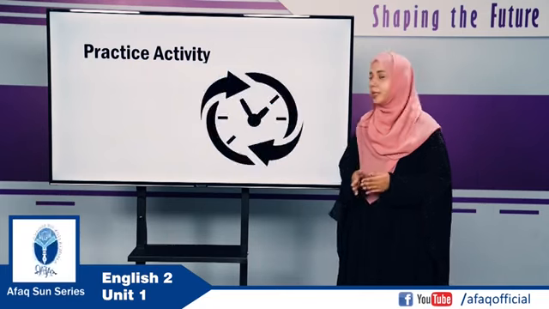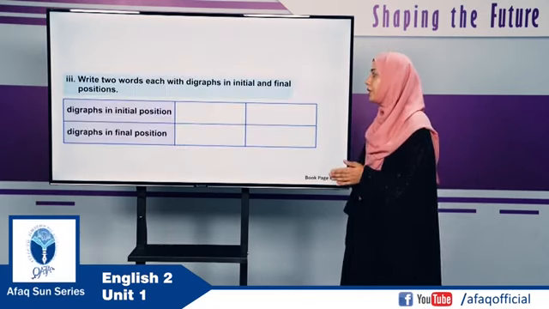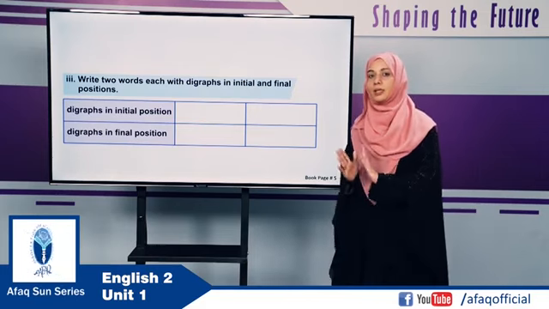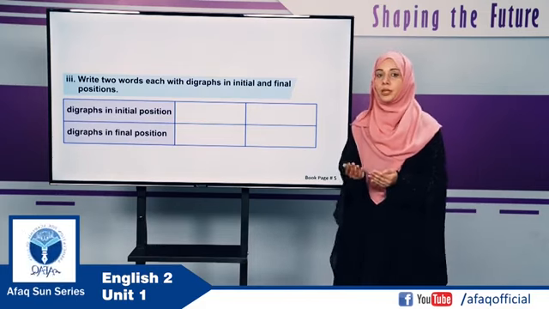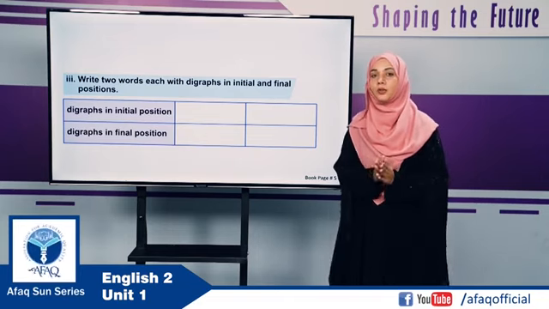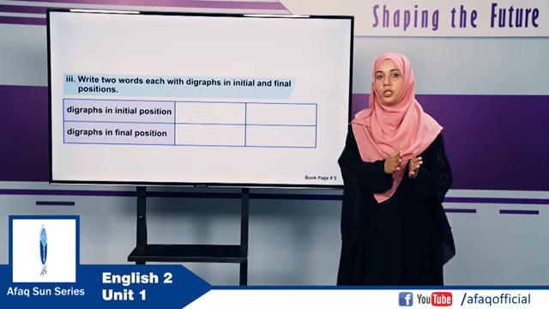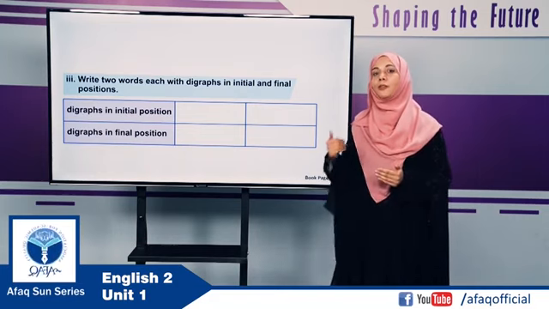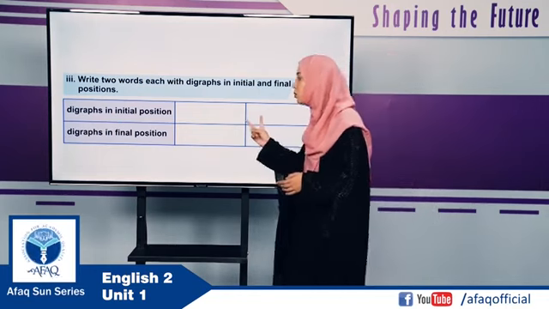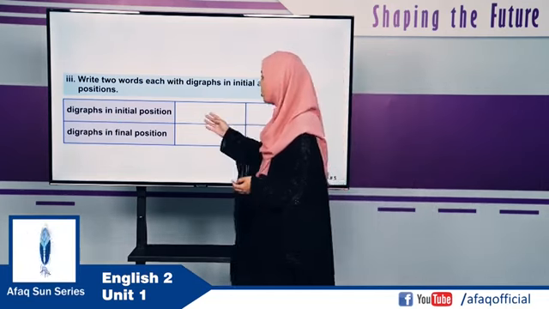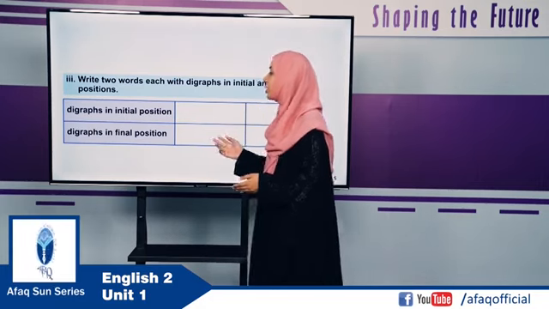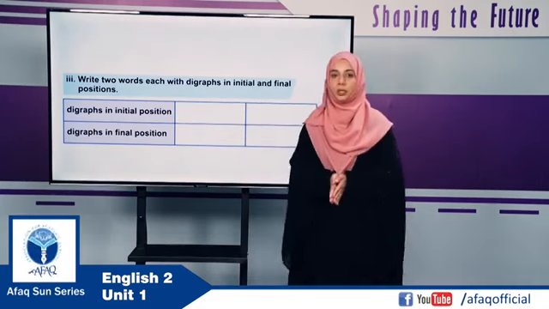Let's do a practice activity together. Dear students, we have learned about the initial and final sounds of the words, and we have also learned about digraphs. We know that like all other sounds, digraphs can also come at the initial position and they can also come at the final position in a word. Now I want you to write 2 words with digraphs in initial positions, and then I want you to write 2 words with digraphs in the final position.